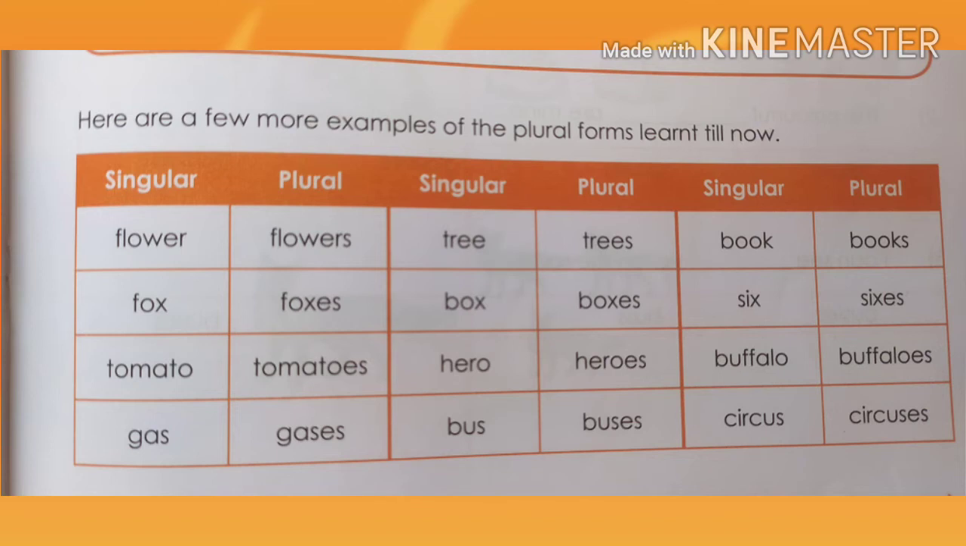Here are a few more examples of plural forms learned till now. Flower, flowers. Fox, foxes. Tomato, tomatoes. Gas, gases. Tree, trees. Box, boxes. Hero, heroes. Bus, buses. Book, books. Six, sixes. Buffalo, buffaloes. Circus, circuses. I hope you understand, students. Everyone has to read it again and again and learn it, okay?